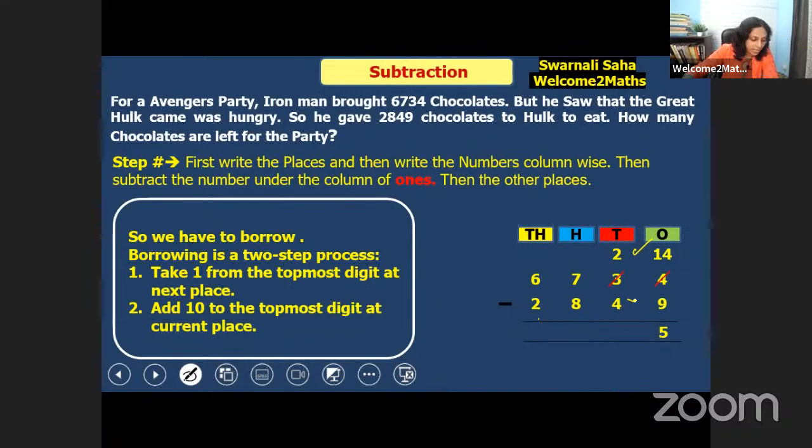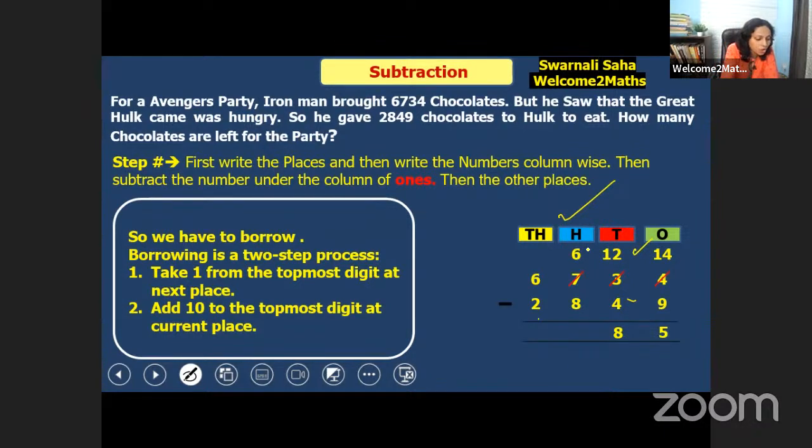Let's take 1. We borrow 1 from this place, the 100 place. So it becomes 6. And 1. Now here is 1, so it is 12 now. So now do the subtraction. 12 minus 4 and it's 8. Fine. Now next, let's do the 100 place subtraction.